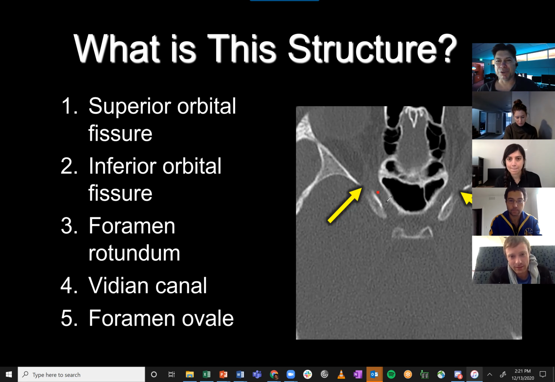So on an axial CT, when you're at the level of the optic nerve canal, the optic nerve is special, he gets his own canal. There's always this cleft between the greater and lesser wing of the sphenoid. That's the superior orbital fissure. So all the nerves going into the eyeball go through there, 3, 4, 6, and V1. That's right, good. Okay, next.